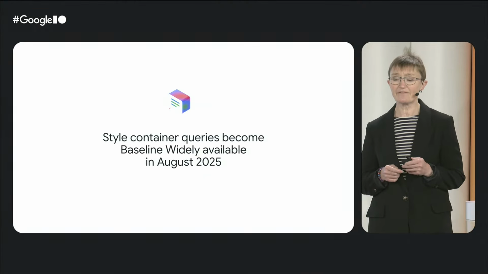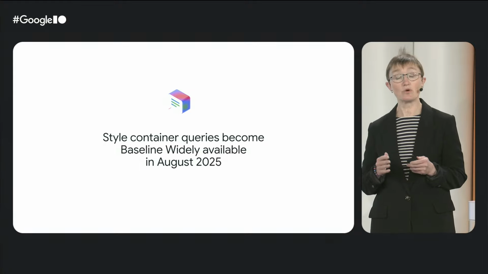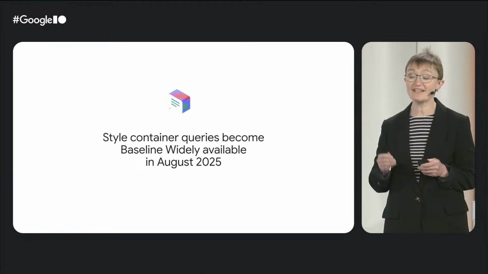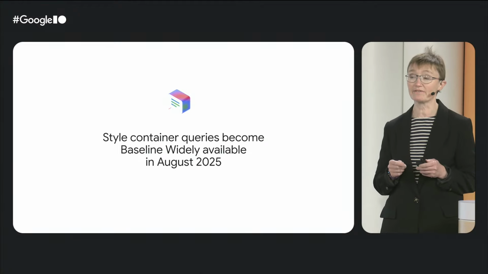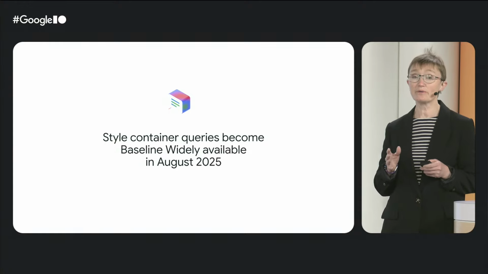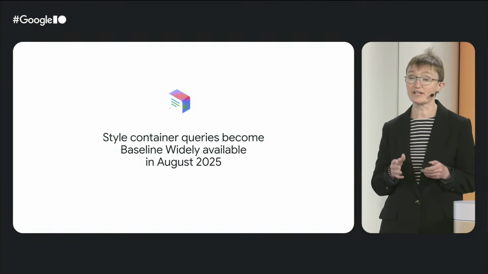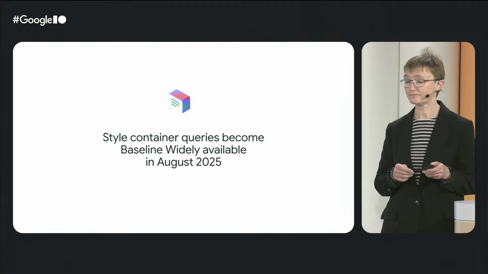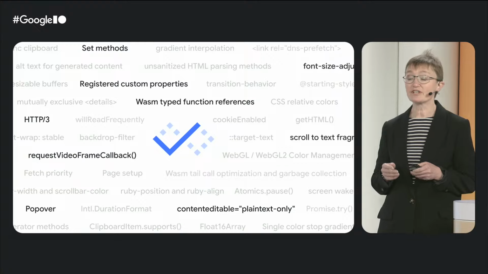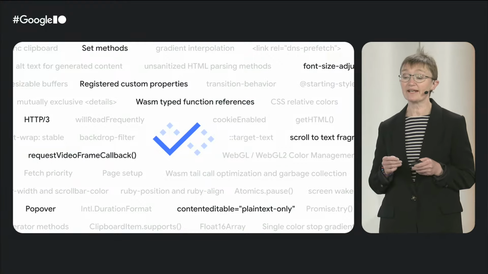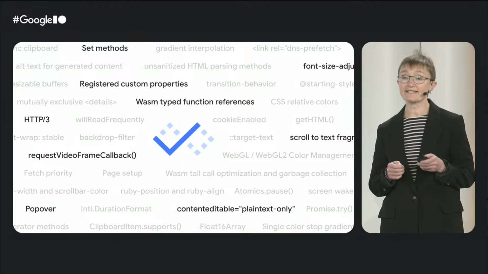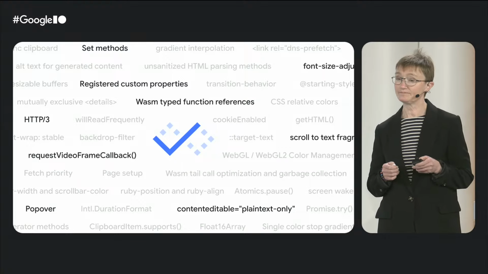I also want to highlight the fact that style container queries, which were also mentioned in Una's talk last year, they're going to become widely available this year in August 2025. If you're starting a new project right now, you probably don't need to hesitate about using container queries. And there's so much more. Here's all of the features that became baseline newly available in the last 12 months since the last Google I/O. The web really is getting better, faster.